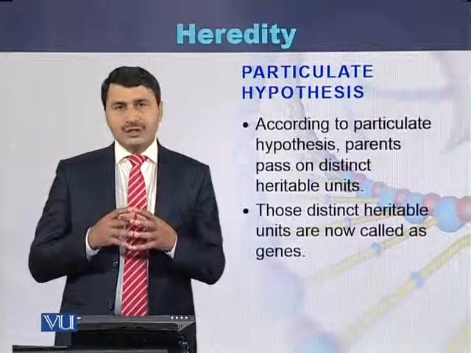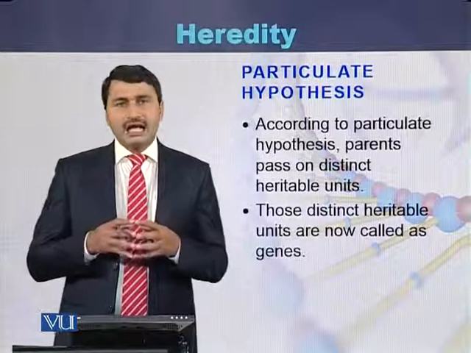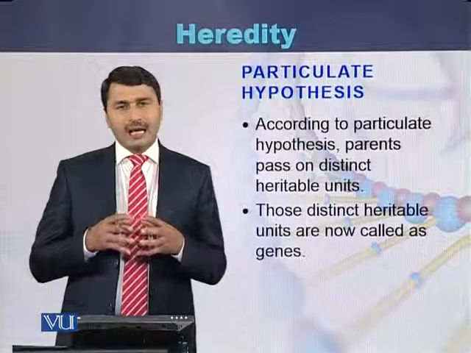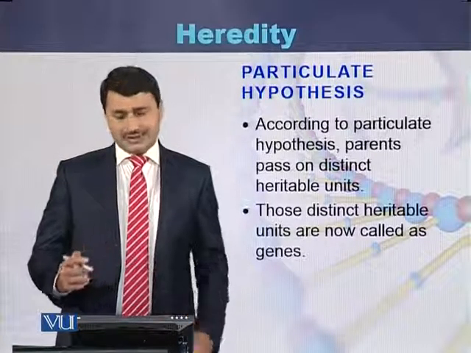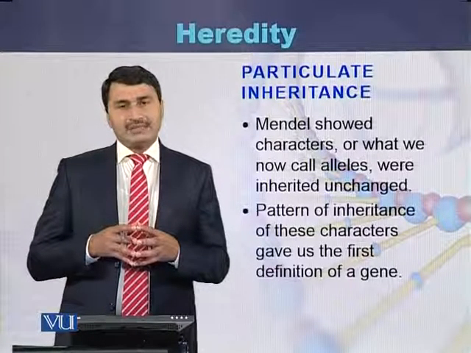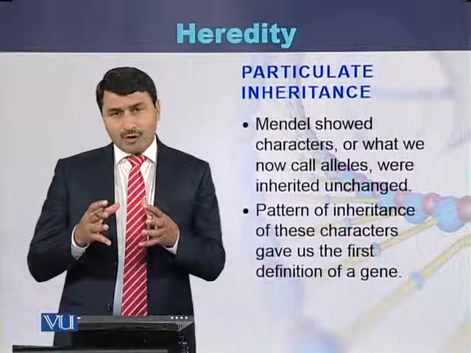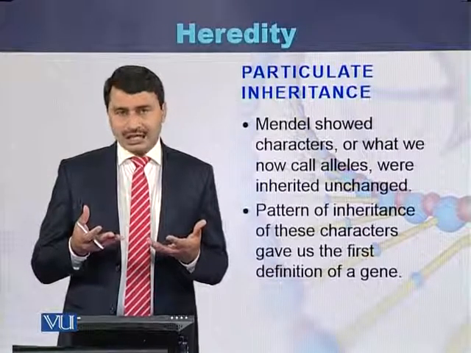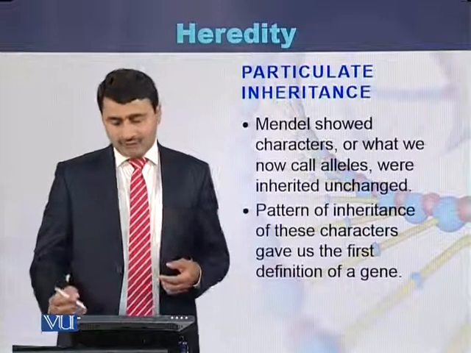Those discrete units, at the time of Gregor Mendel, he called them factors, but currently those factors are called genes. So by the hypothesis of particulate theory, the first definition of the gene came into existence. In case of particulate inheritance, characters, which are also called genes, pass from parents to the offspring without changing. In the form of unchanged characters, they pass from the parents to the offspring. So that was the first definition of the genes.